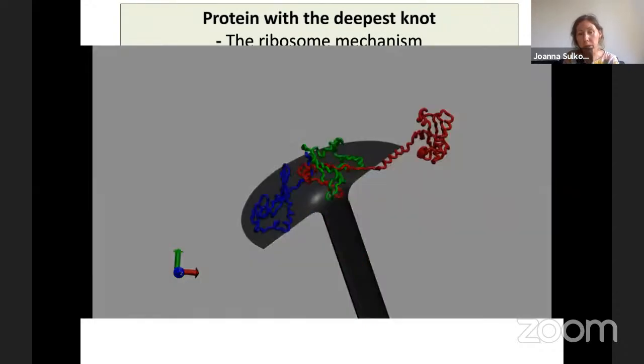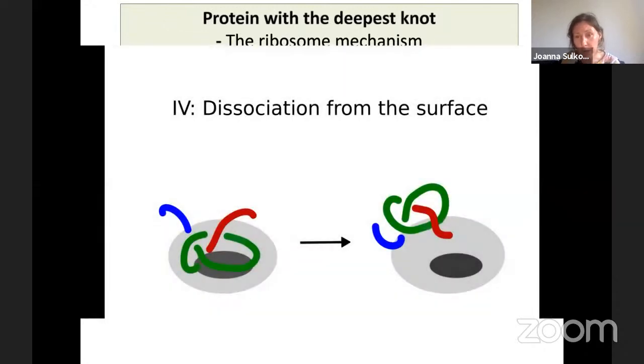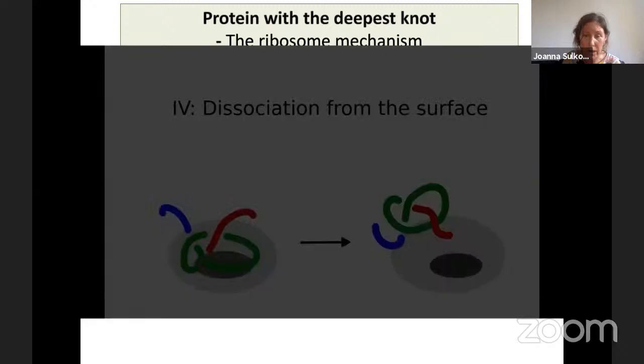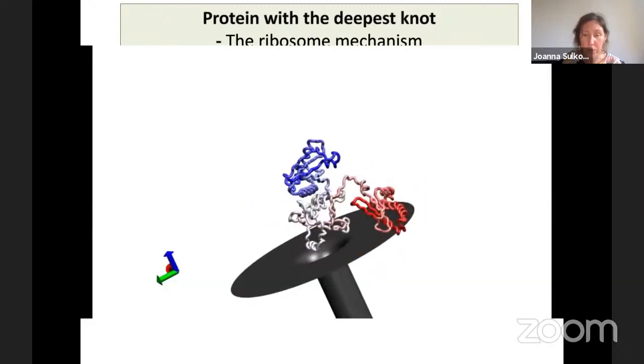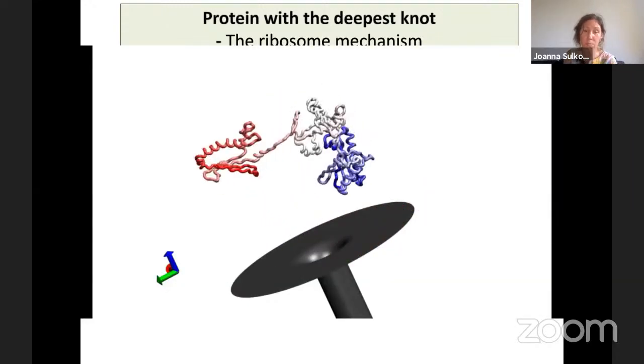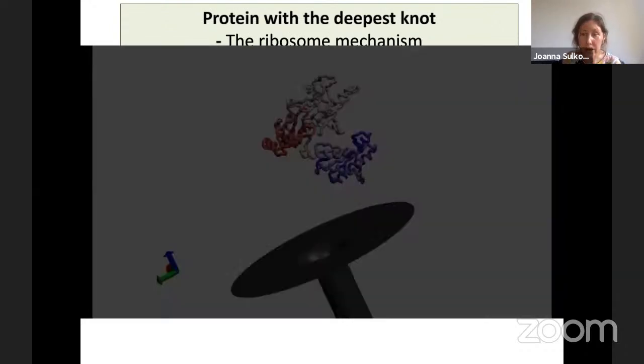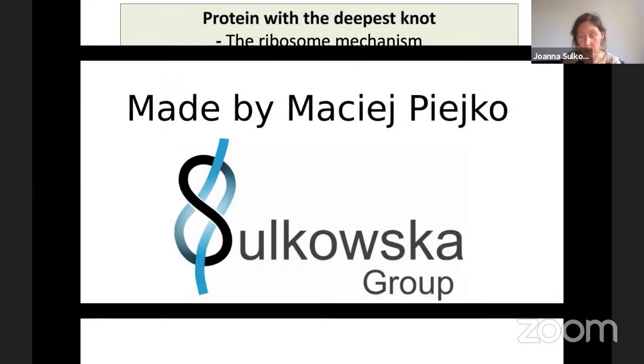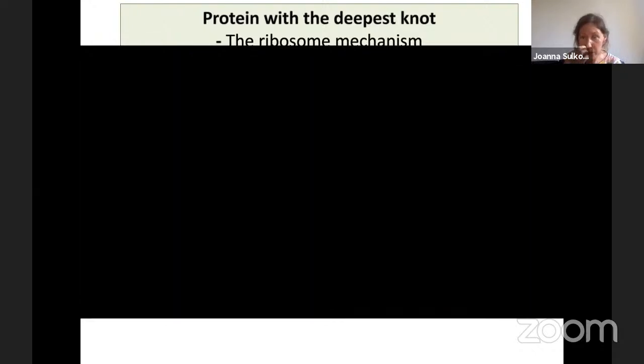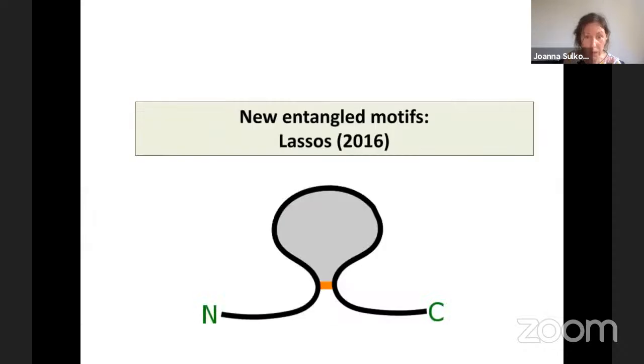So with this, we find out that this is one of the possibilities that biology can use to fold the protein. If you have a stable protein, there is enough force that this protein can dissociate from the surface of the ribosome. So we believe that this is one of the possibilities for how a protein can fold when the protein possesses a very deep knot.